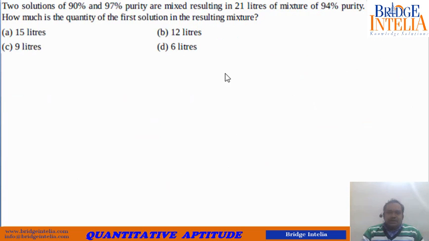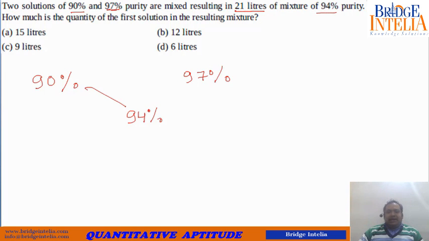Now let's have a look at this one. Two solutions of 90% and 97% purity are mixed, resulting in 21 liters of mixture of 94% purity. So you already know that you are going to mix something which is 90% pure with something that is 97% pure. The resultant would be 94% pure. So immediately you can find out the ratio in which these are to be mixed.